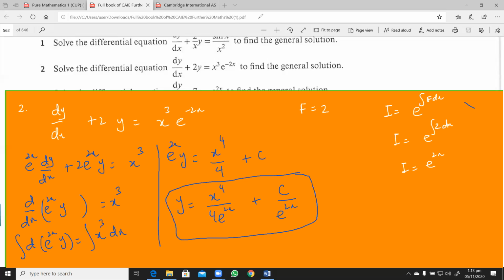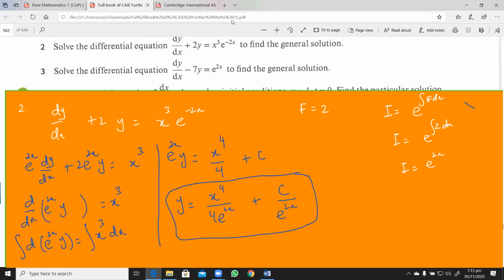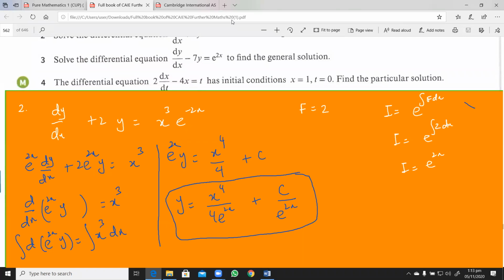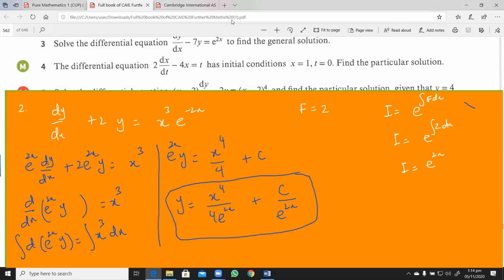Let's see what is in the next question. I think you can try this. This looks easier. Can we try this one? We have to solve the whole equation here. We're given some values here and we have to find that particular solution. So let's try this fourth question, guys.